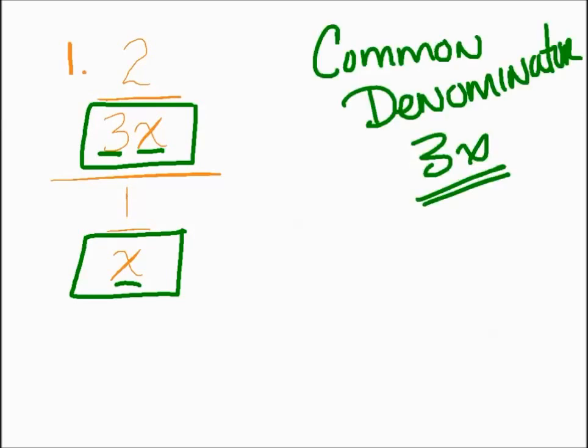Now that I have that common denominator, I'm simply going to multiply the top fraction and the bottom fraction by 3x. Notice when I write it, I'm putting it in the numerator of the top fraction and in the numerator of the bottom fraction.